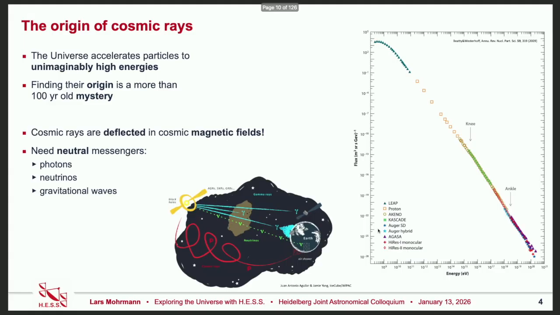Why is that so difficult? The reason is that, as I mentioned, cosmic rays are charged particles, so that means they're deflected in cosmic magnetic fields, and we can't infer their sources because we don't know where they're coming from. Now, a solution to that is to use neutral messengers, and this can be photons, neutrinos, or gravitational waves, for instance. The neutrinos and gravitational waves are pretty difficult to detect. It's a bit easier with photons, and so that means then high energy gamma rays. So that's what we're doing with H.E.S.S.